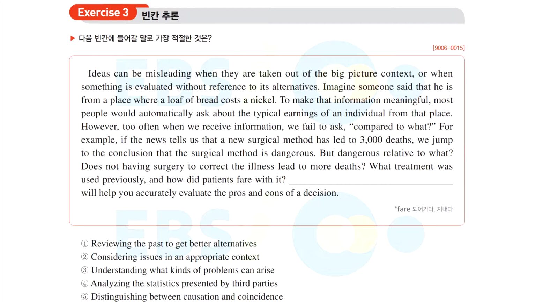For example, if the news tells us that a new surgical method has led to 3,000 deaths, we jump to the conclusion that the surgical method is dangerous. But dangerous relative to what? Does not having surgery to correct the illness lead to more deaths? What treatment was used previously, and how did patients fare with it? Considering issues in an appropriate context will help you accurately evaluate the pros and cons of a decision.